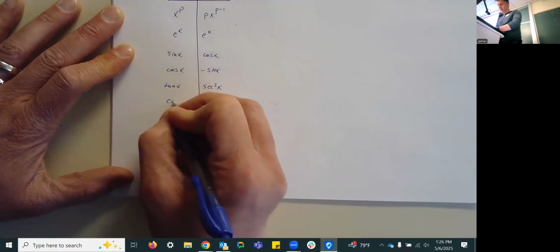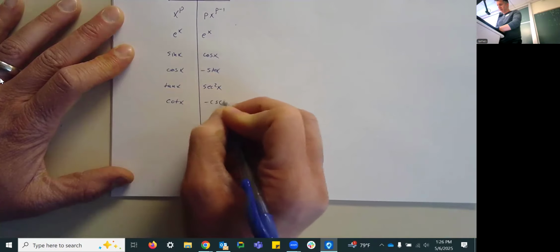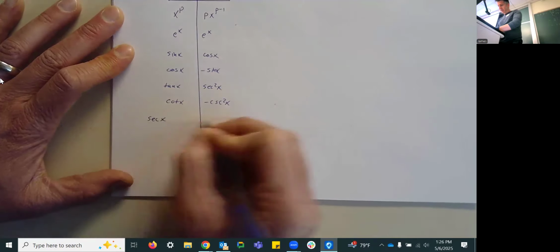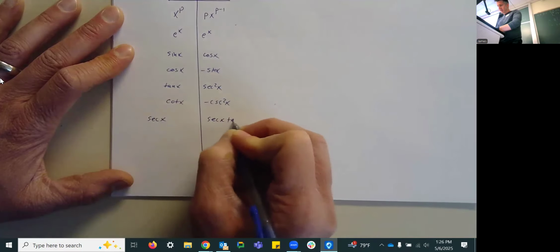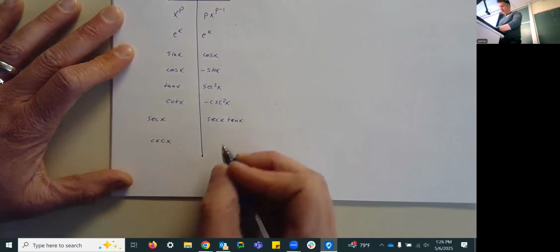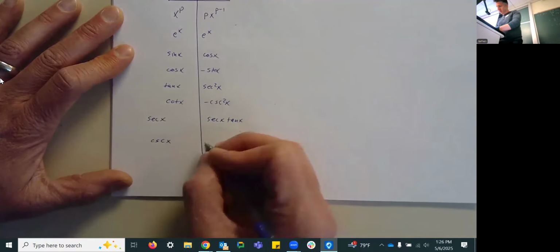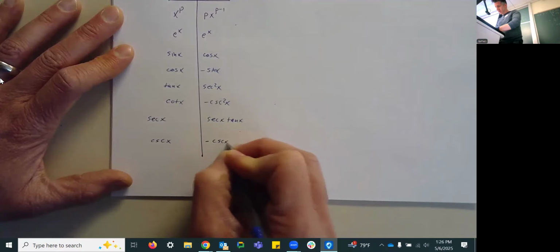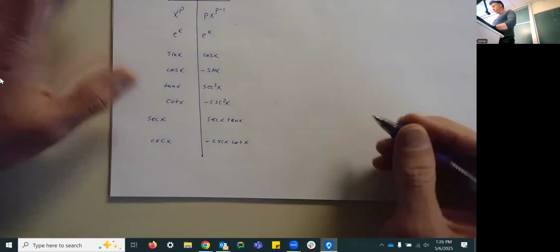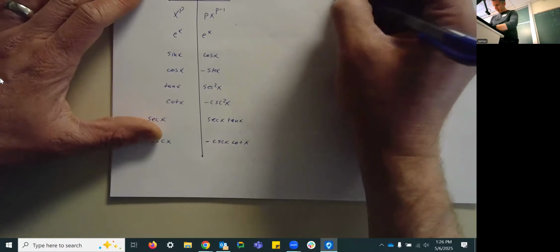The derivative of cotangent of x is negative cosecant squared of x. And the other weird ones here. The derivative of secant of x is secant of x times tangent of x. And the derivative of cosecant of x, I don't know why I wrote those to the left there. I think I was planning for more space because I was thinking about the derivative. It's negative cosecant x cotangent x. And then we have the chain rule versions over here.